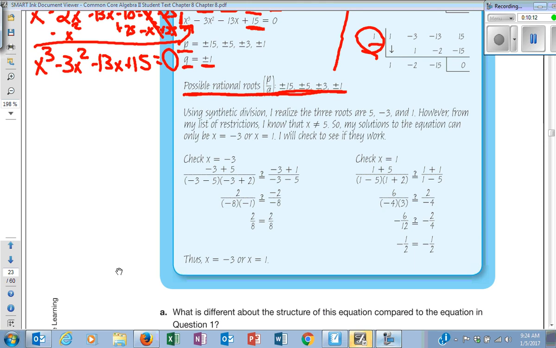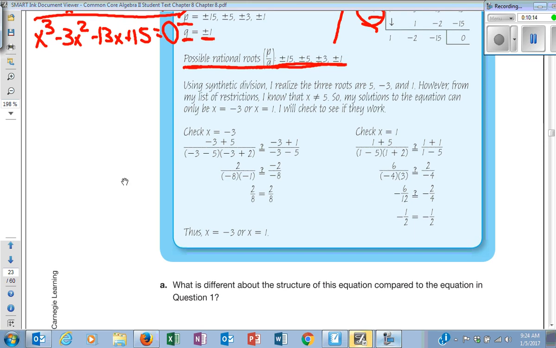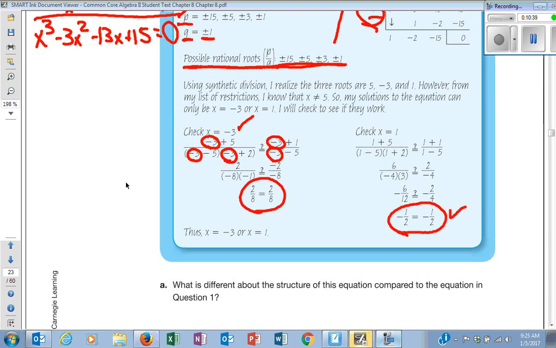So what he did is he plugs it in to the original equation. You notice all he did is he takes the x's out and he puts negative 3 in that place. Took the x's out, solves it, and yes, 2/8 equals 2/8. So yes, it works. He checks 1. And when he checks it out, it works also. Again, all he did is replace the x value with the 1 and simplifies it. You should be able to look through this work and make sure you understand it.